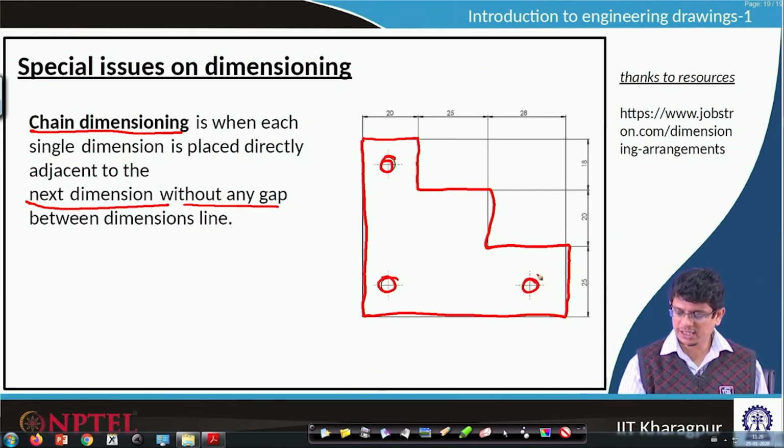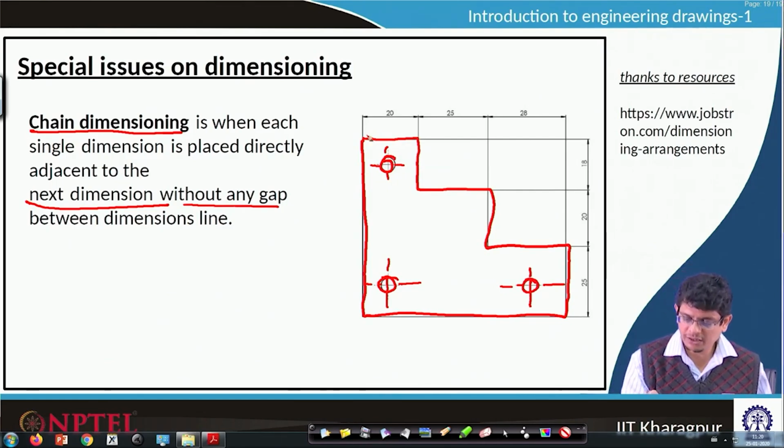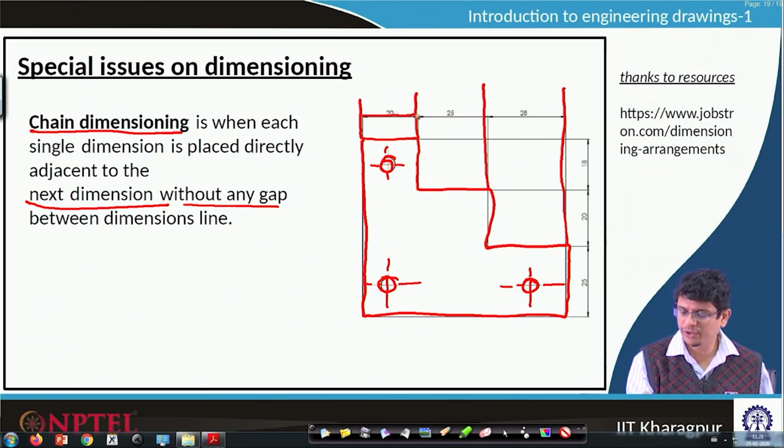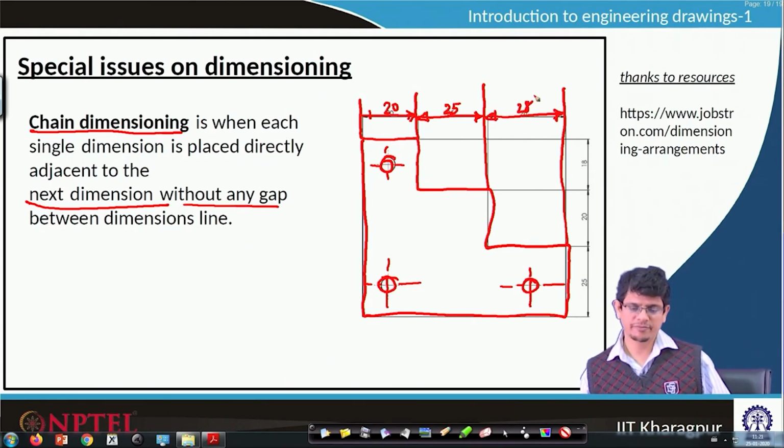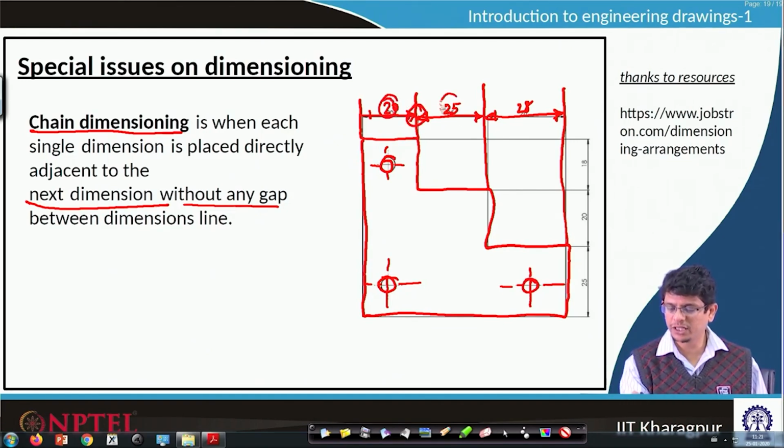Whenever there are holes, circles and so on, we usually represent them by these dash dot lines. Now, we would like to use chain dimensioning. If you are noticing here, there is an extension line here, one more extension line, and one more extension line. In between that, we are going to show dimension 20. Again this one is 25 and again this one 28. There is no gap between these extension lines. Next to each other we are showing dimensions through these dimension lines, arrows.